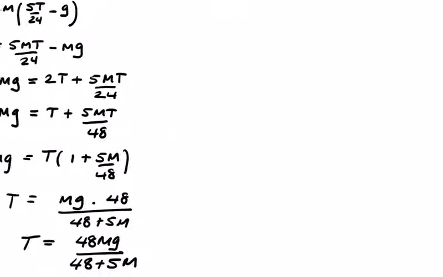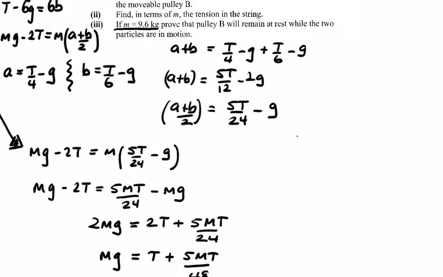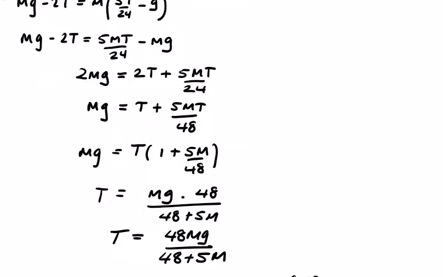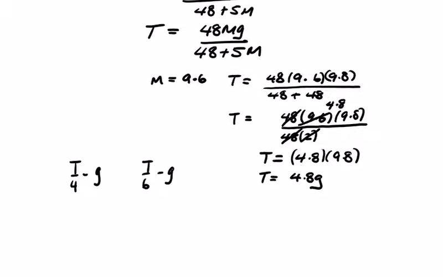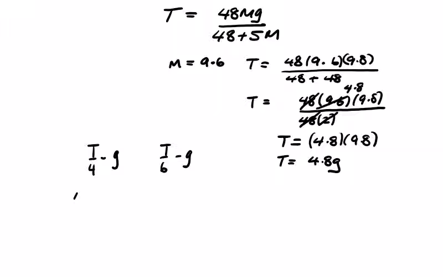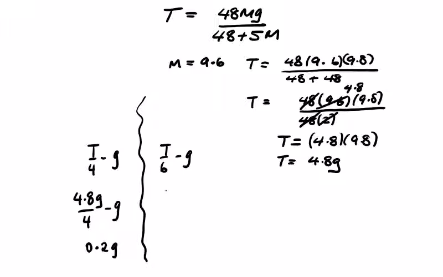I think that will help us for A and B. Let's have a look at A and B. A is T over 4 minus G, and we have B is T over 6 minus G. So we've got 4.8G over 4 minus G, so that's 1.2G minus G, so that's 0.2G for my acceleration. And on this side I have 4.8G over 6 minus 1 full G, so that's 0.8G minus a full G, which is minus 0.2G.